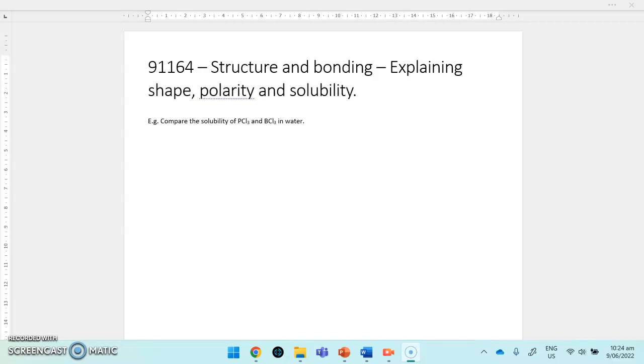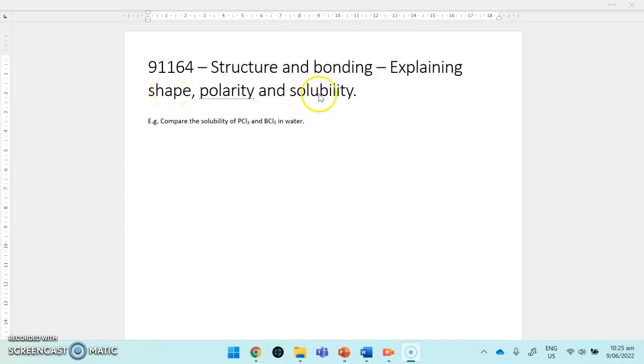Okay, so in this video, we're going to look at an important part of the structure and bonding topic, which is explaining shape, polarity, and solubility. Now we're going to look at all three because they're all related to each other. To explain the solubility, we have to explain shape and polarity first. Or if we were just explaining polarity, we have to explain shape and polarity. Or we could just explain shape if we wanted to.